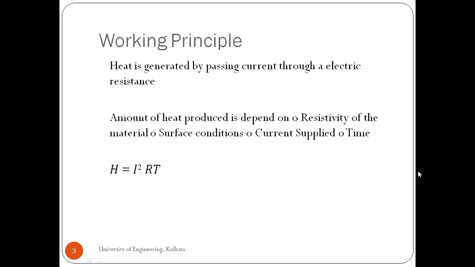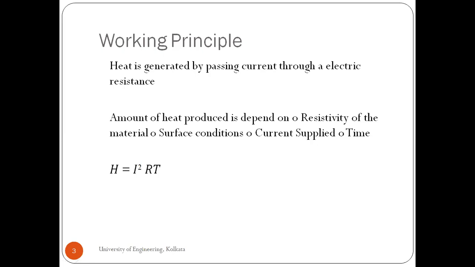Now let us see the working principle. The heat is generated by passing current through an electric resistance. The amount of heat produced depends on these bullet points: resistivity of the material, surface conditions, current supplied, and the time. Resistivity of the material is the R, which depends upon the resistance offered by the material. Different types of materials offer different values of resistance.